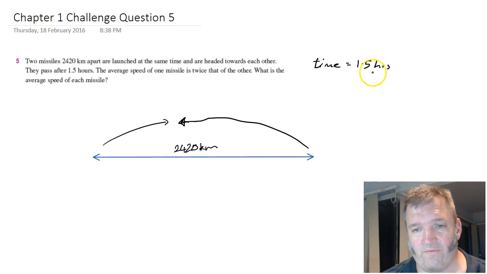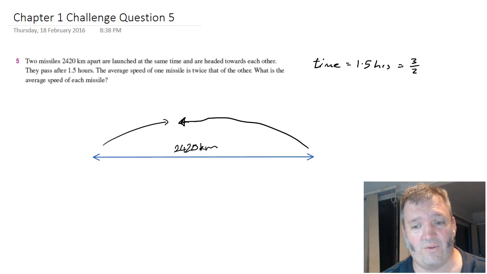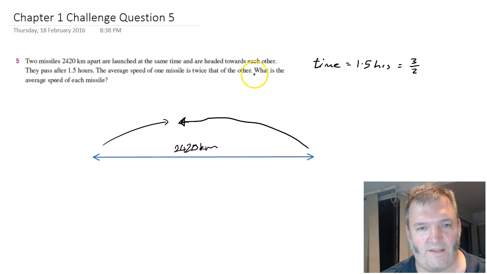Now, I don't like 1.5, so I'm going to use 3 over 2, because that's usually a little bit easier to work with. But you can use 1.5 and you'll still get the right answer. We'll just see how we go. The average speed of one missile is twice that of the other.